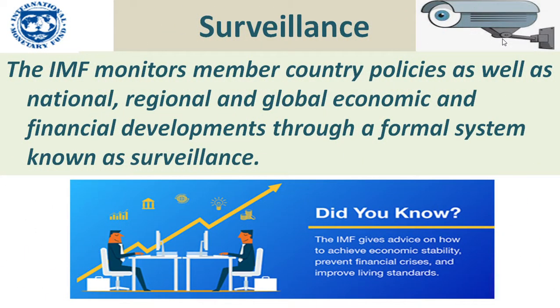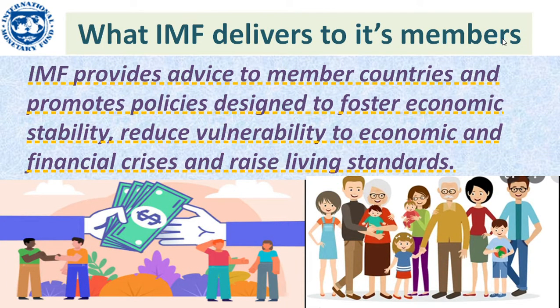Surveillance. The IMF monitors member country policies as well as national, regional and global economic and financial developments through a formal system known as surveillance. What does the IMF deliver to its members? The IMF provides advice to member countries and promotes policies designed to foster economic stability, reduce vulnerability to economic and financial crisis, and raise living standards.